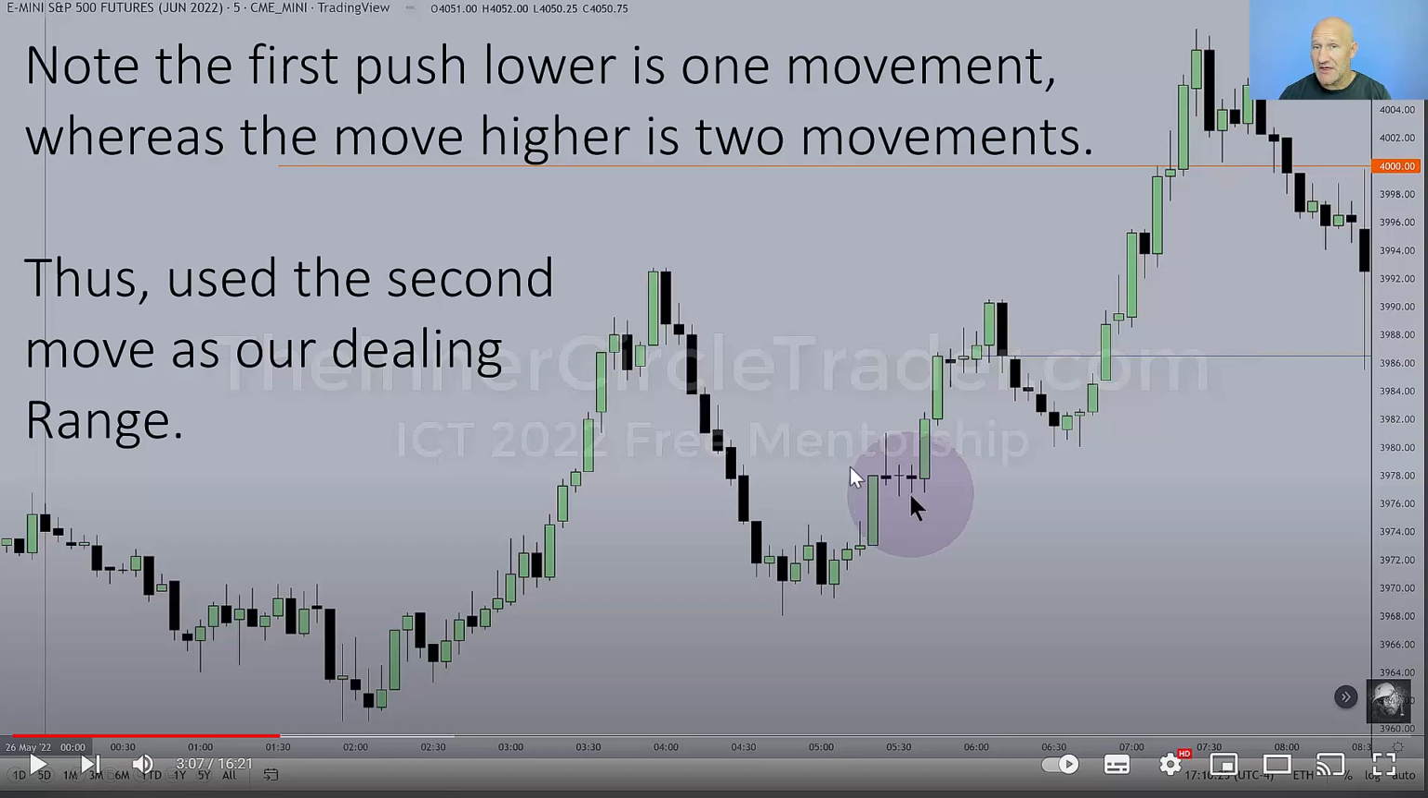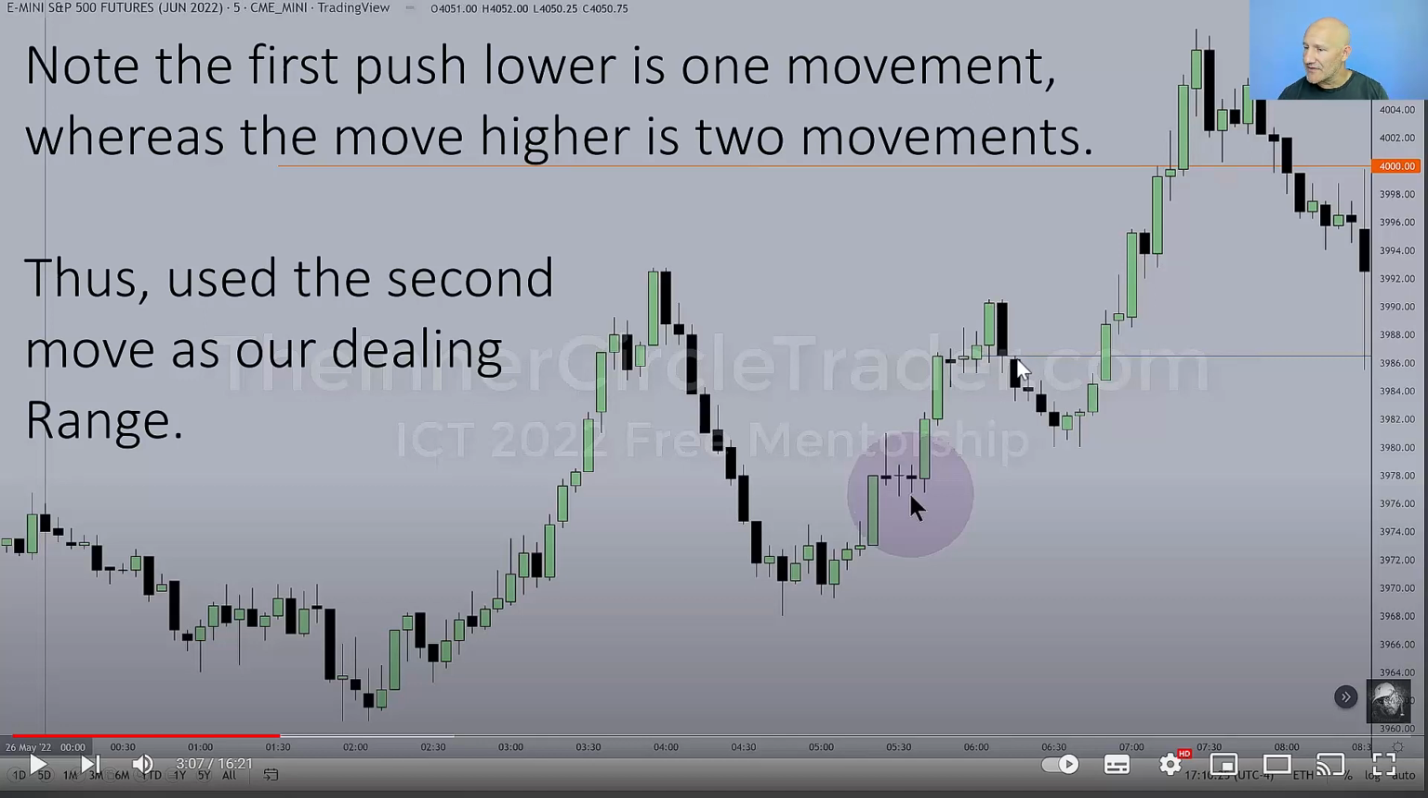So basically, because we have the two moves, this is actually our dealing range from here to here. So from this swing low to this swing high here, we wouldn't include this part of the move in our dealing range. So if this is our dealing range from here to here, our 50% level would be around there somewhere.